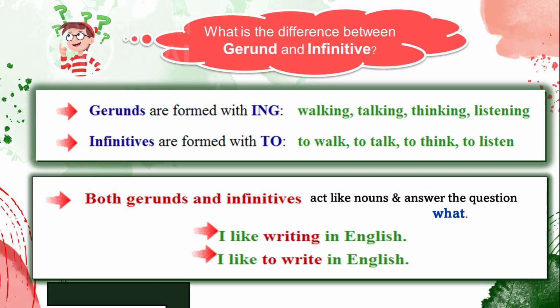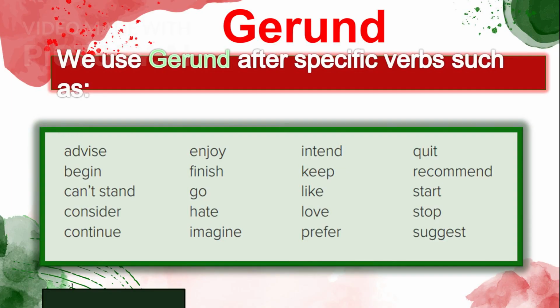Understanding the difference between gerunds and infinitives is crucial. Gerunds are formed with ing and infinitives with to. Both act like nouns and answer the question, what? Gerunds are used after specific verbs. These verbs include advise, enjoy, intend, and many more. They help us express actions in a continuous form.